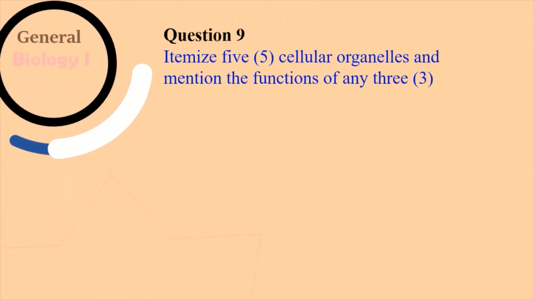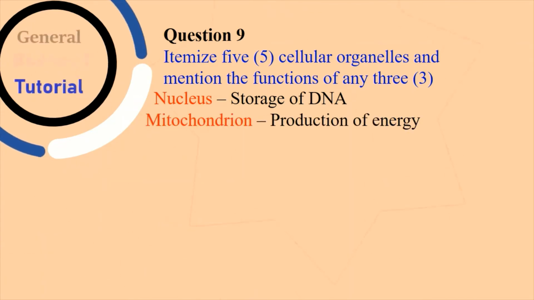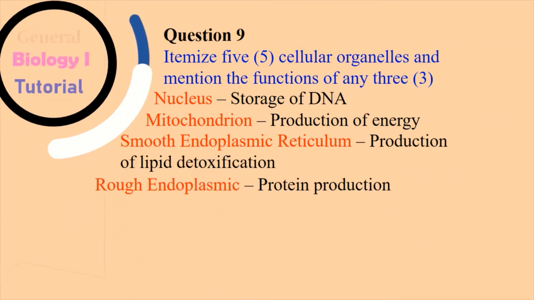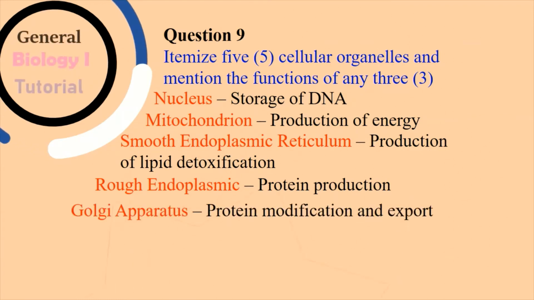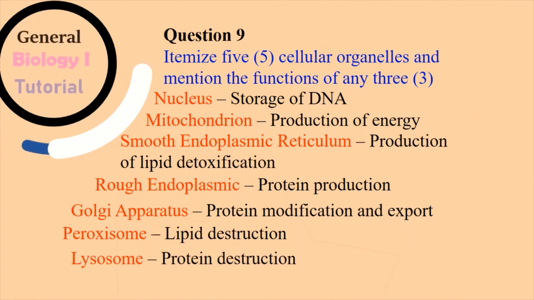Question 9. Itemize 5 cellular organelles and mention the functions of any 3. Nucleus, storage of DNA. Mitochondrion, production of energy. Smooth endoplasmic reticulum, production of lipids and detoxification. Rough endoplasmic reticulum, protein production. Golgi apparatus, protein modification and export. Peroxisome, lipid destruction. Lysosome, protein destruction.